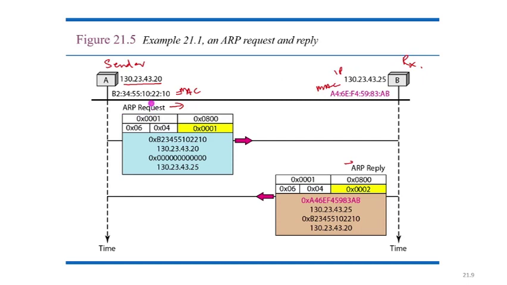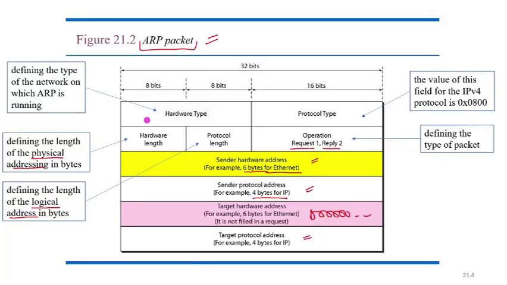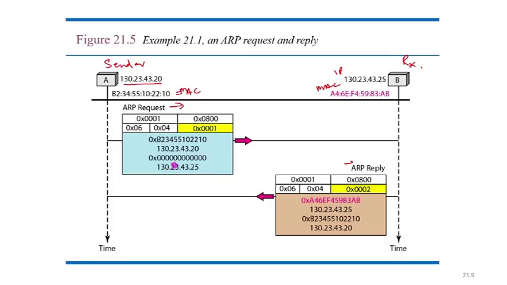Once it is going to send the request, this is the ARP packet. The first part is going to be the hardware type. So what is the hardware type? If it is Ethernet type of hardware, its value will be 1. Then 0800 is the protocol type. If it is IPv4, the value will be 0800.